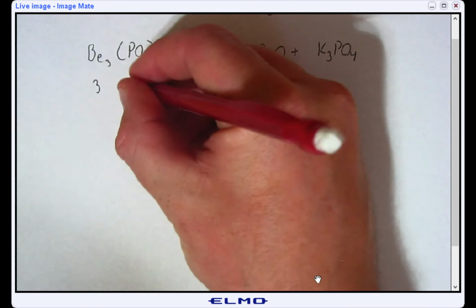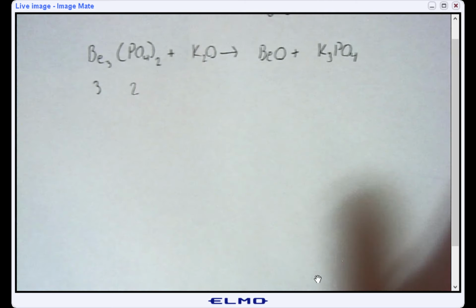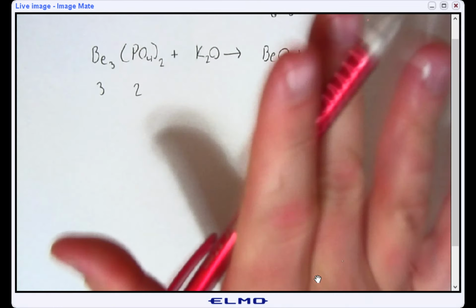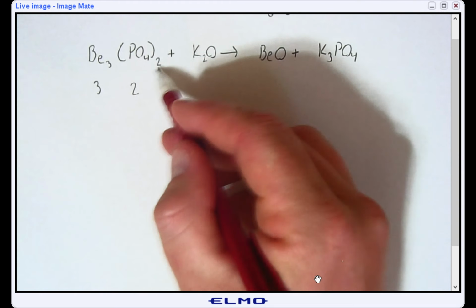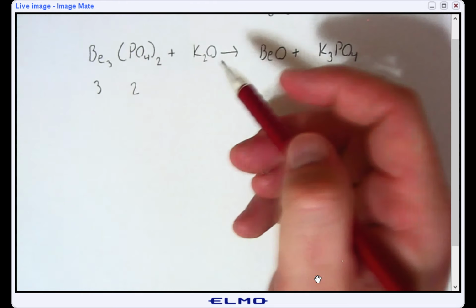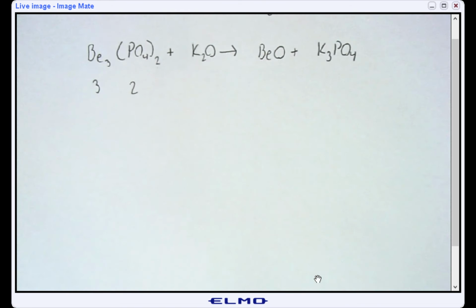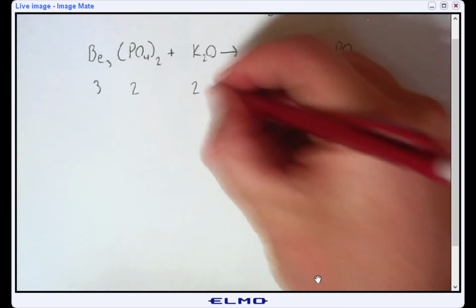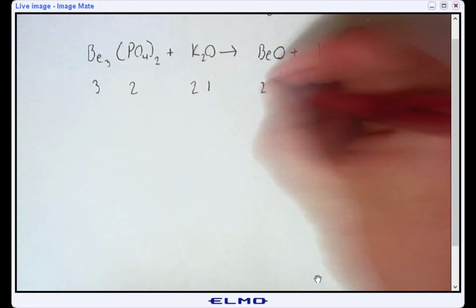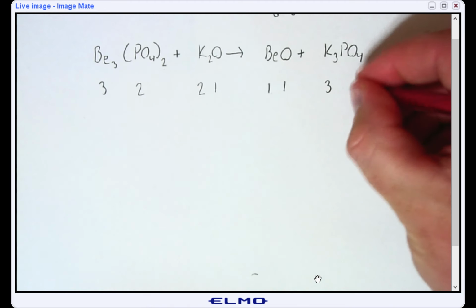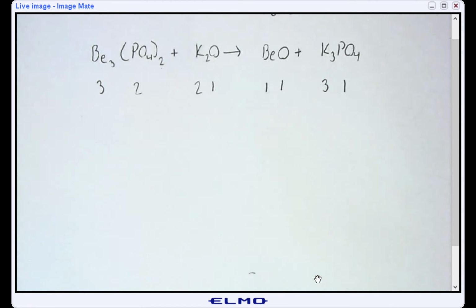3 beryllium, 2 phosphates. Again, don't be like, Harriman, 2 times 4 is 8. You need to learn how to multiply. Remember, we're not multiplying. I'm not saying this is 2 phosphorus and 8 oxygen. It's 2 phosphates. Train your brain. 2 potassiums, 1 oxygen, 1 beryllium, 1 oxygen, 3 potassiums, and 1 phosphate.